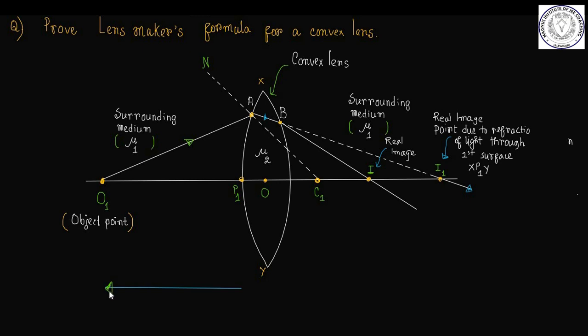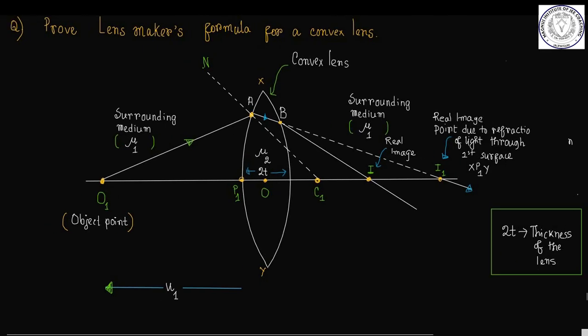And we can denote the distance of object point O1 from the first refracting surface xp1y. This is the distance of object point O1. Now we can denote the thickness of the lens. 2t is the thickness of the convex lens.